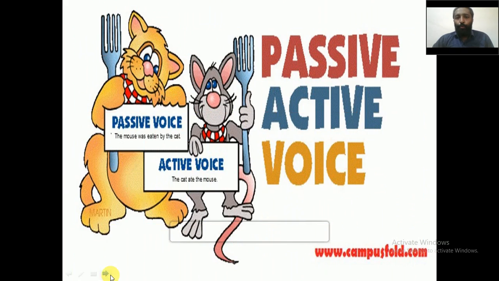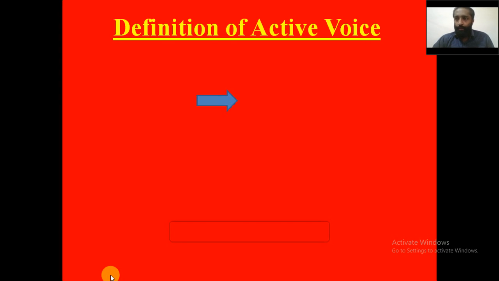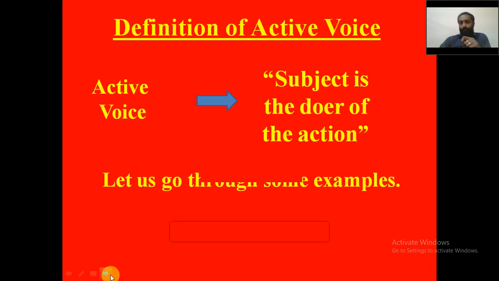So what do you mean by the active voice? The definition of active voice. How to define the active voice? The active voice is defined as when the subject in a sentence is the doer of the action, and that is known as active voice. If it is active voice, in that particular sentence the subject is the doer of that particular action.